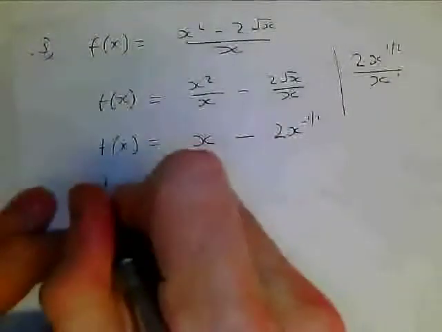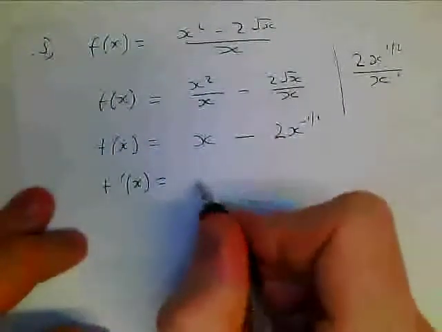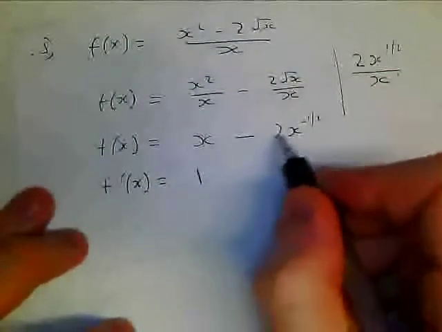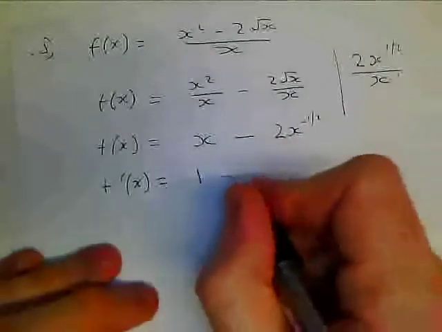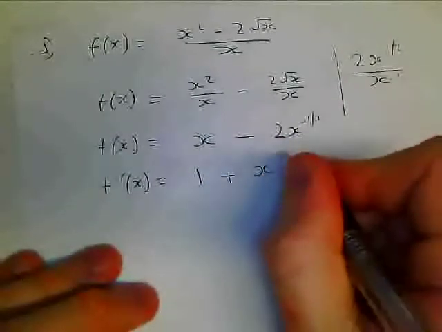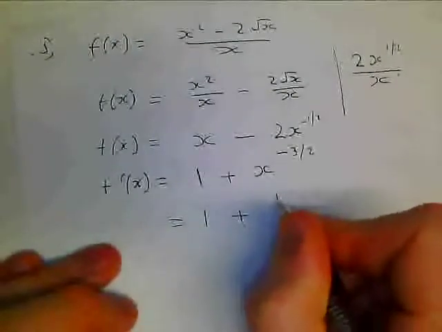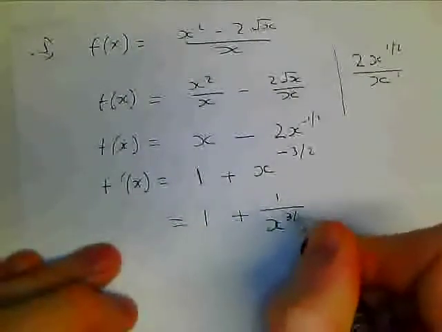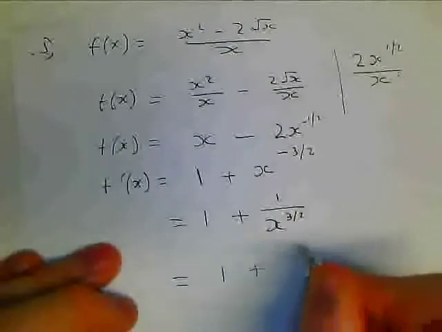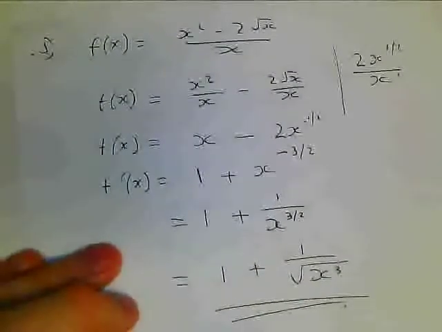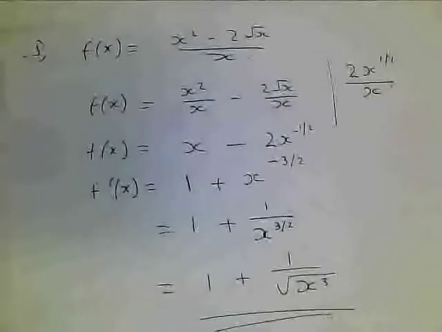Tricky. f dash x, let's differentiate this. x becomes 1. The minus a half comes to the front here, minus a half times minus 2. A half of 2 is 1. Minuses cancel. It's plus x to the minus 3 over 2. Guys, we're nearly there. 1 plus 1 over x to the 3 over 2. What a trick. 1 plus 1 over the square root of x cubed. Oh, it's been a mission, but we've got there with that question.